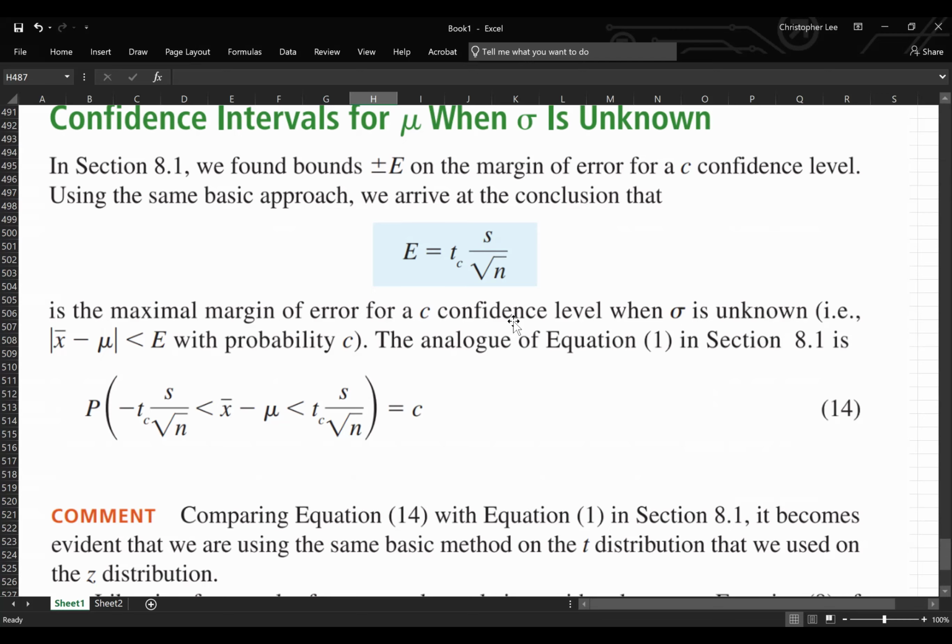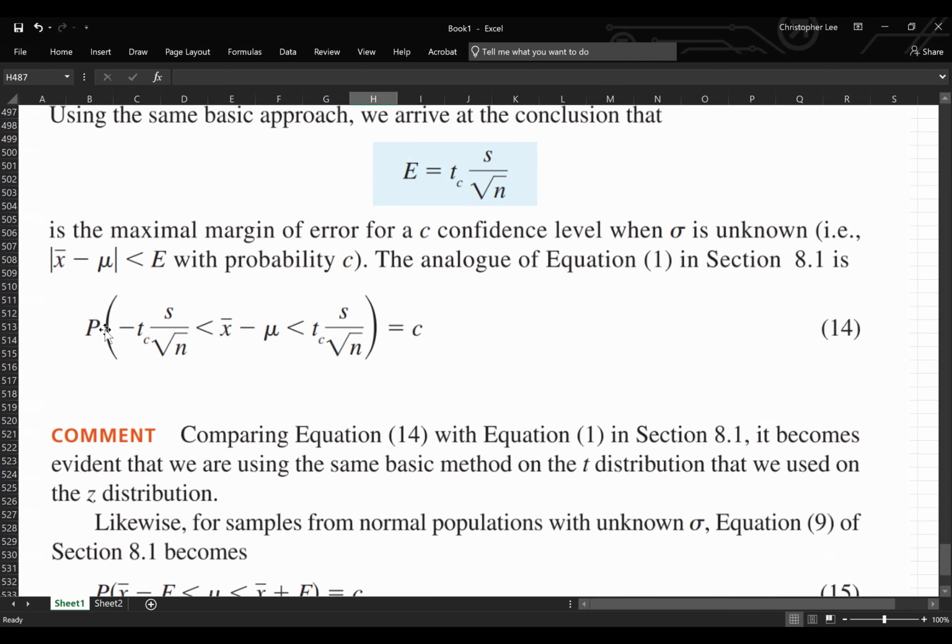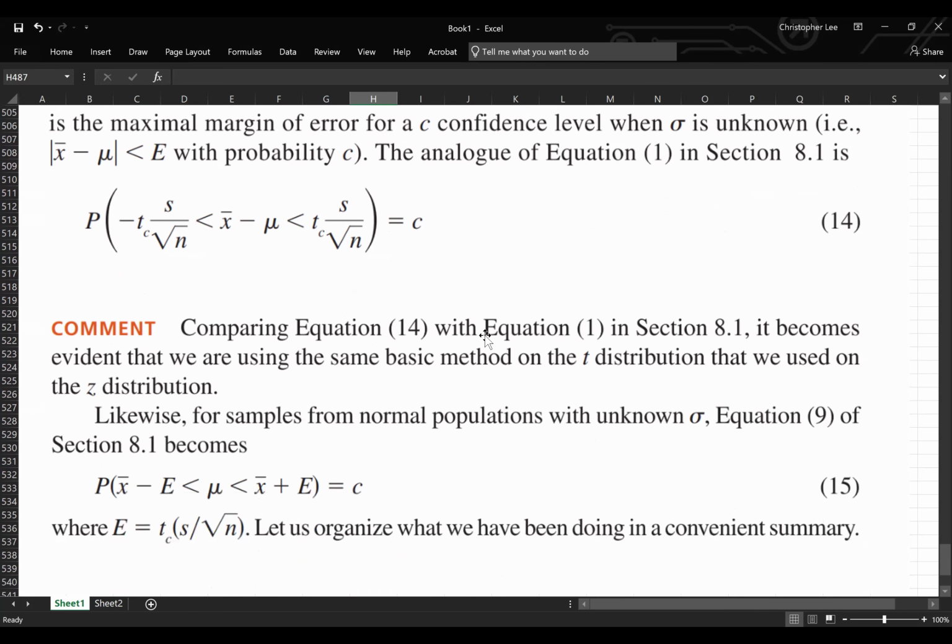The analog of equation 1 in the first section is the probability of negative T critical times the sample standard deviation over the square root of n, which is less than x bar minus mu, which is less than T critical times sample standard deviation over the square root of n, which is equal to the confidence level.